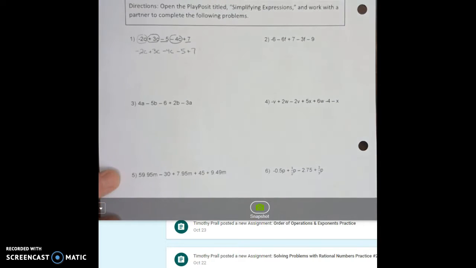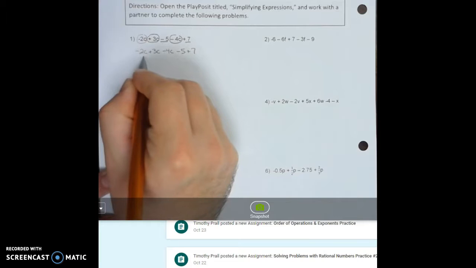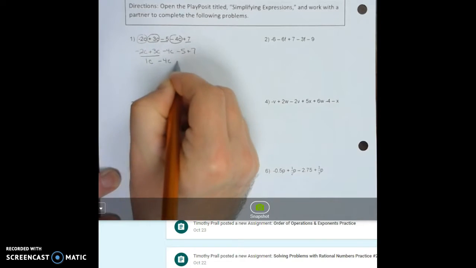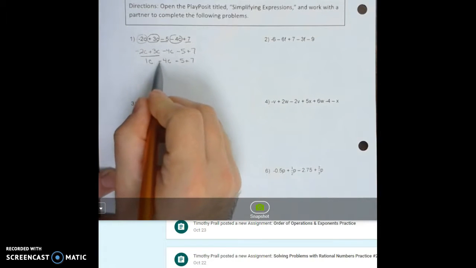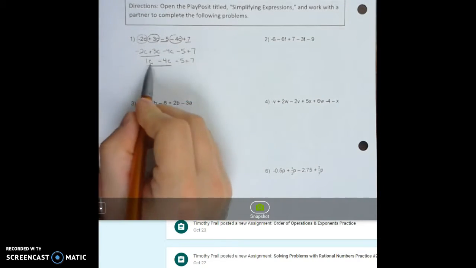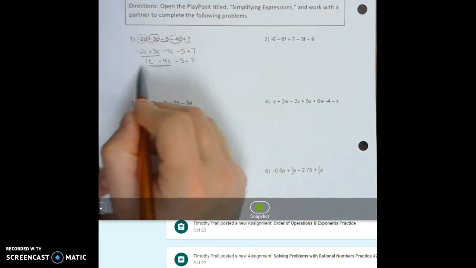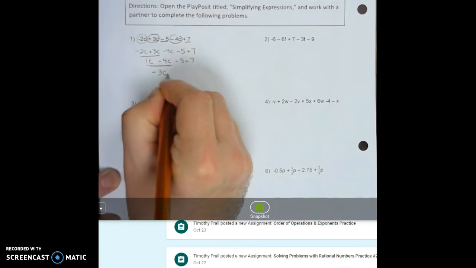And now I can combine my similar terms. Negative 2c plus 3c, they're different signs, so I'm going to subtract, and this is going to be positive 1c. I'm going to bring down everything else. Okay, and now I can combine 1c minus 4c. These are different signs. This is a positive 1c, this is a negative 4c, different signs. I'm going to subtract. That's going to be negative 3c.